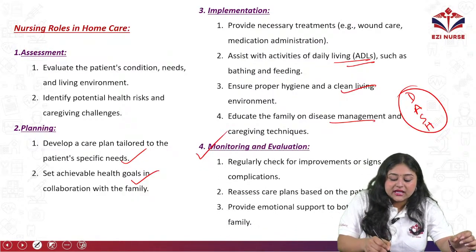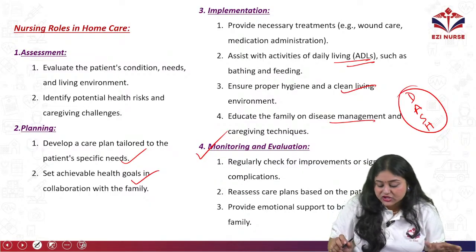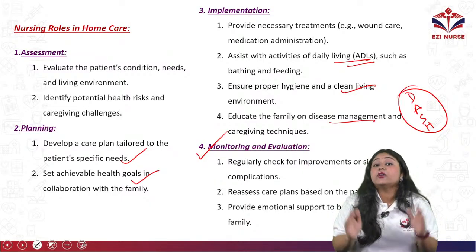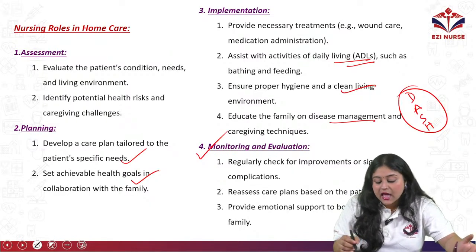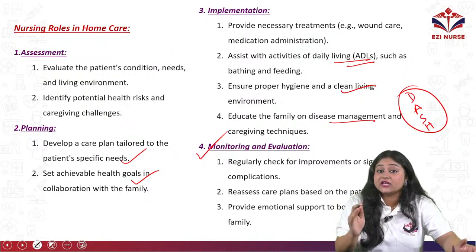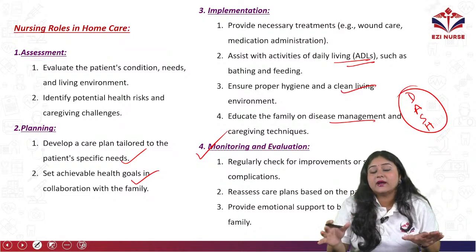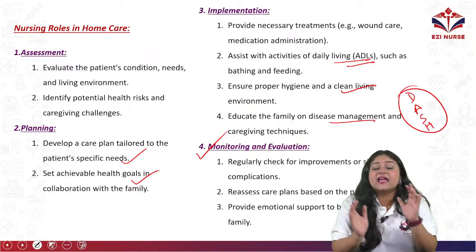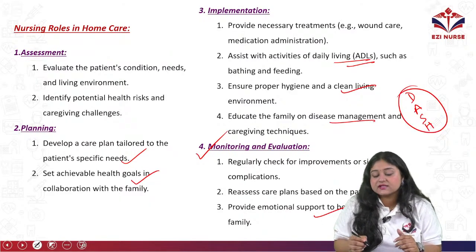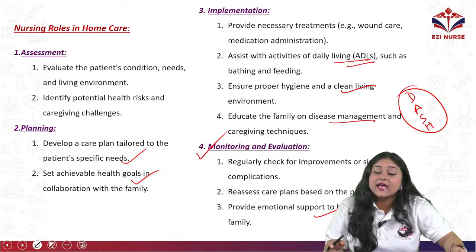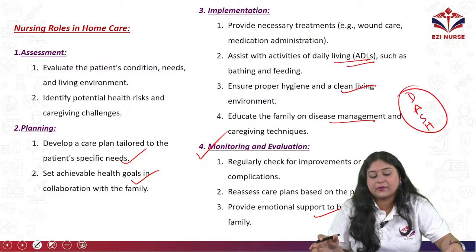Next is monitoring and evaluation. Regularly we have to check the patient for improvement or signs of any kind of complications. Next we have to reassess the care plans, which is mainly based on the patient's progress. Based on the patient's progression, we make a care plan per day and implement it. Next, provide emotional support for both the patient and family members. So these are all the nursing roles for home care patients.